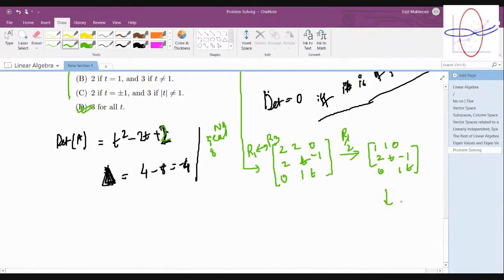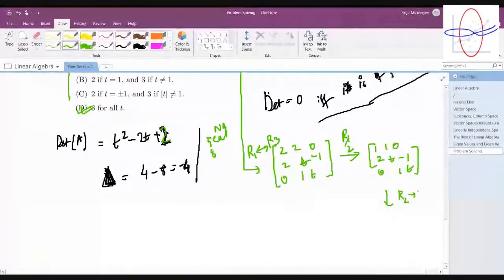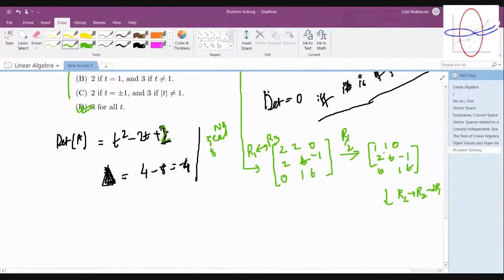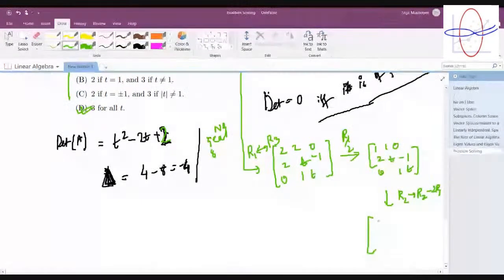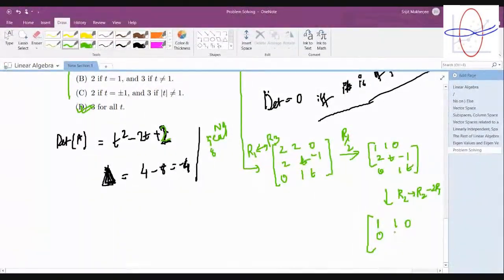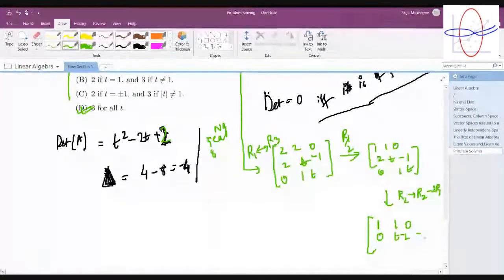Then R2 changes to R2 minus twice R1. So the operation is R2 minus twice R1. Okay, that makes sense. So we get 1 1 0, 0 t minus 2 minus 1. Let me know if I am making some mistake, guys.